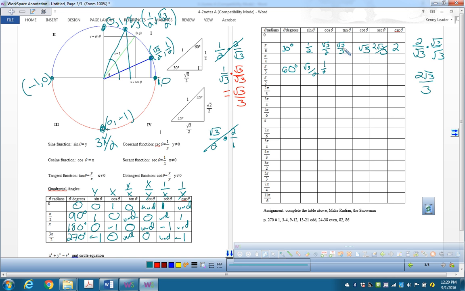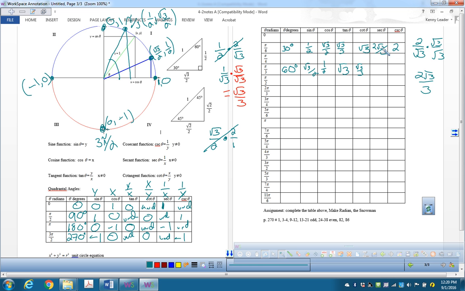Because this is y over x, and y over x is the same as x over y over here. So this is going to be root of 3. This is going to be what? What's this going to be? Root of 3 over 3. Root of 3 over 3.